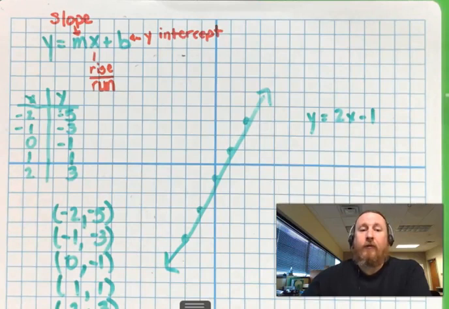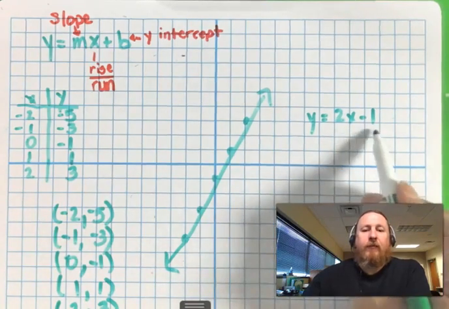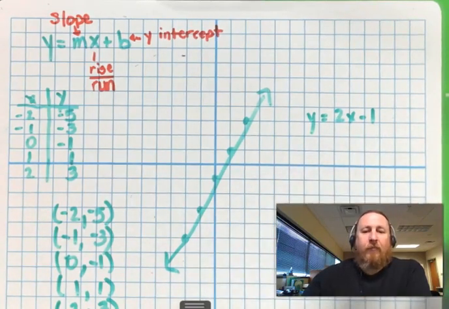We can also notice that the b value that we had to start of -1 does coincide with our y-intercept point of 0, -1. And we can also see every point is 2 higher and 1 to the right of the preceding point as we go from left to right. So our slope is 2, or 2 over 1, and our y-intercept is that 0, -1 that comes from the b value of -1.